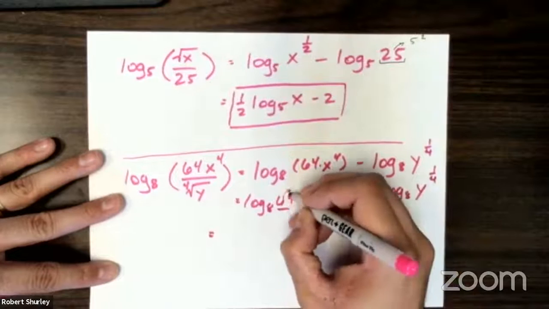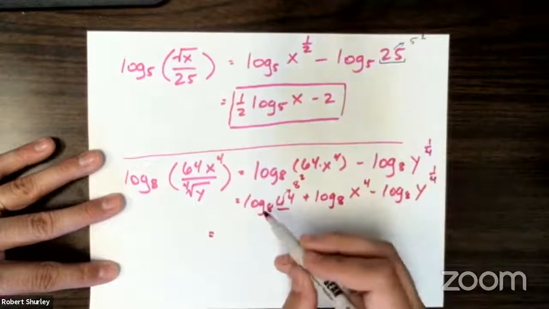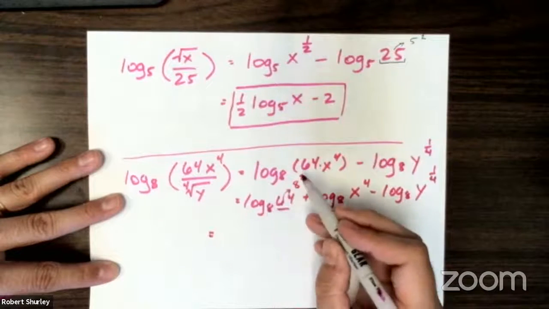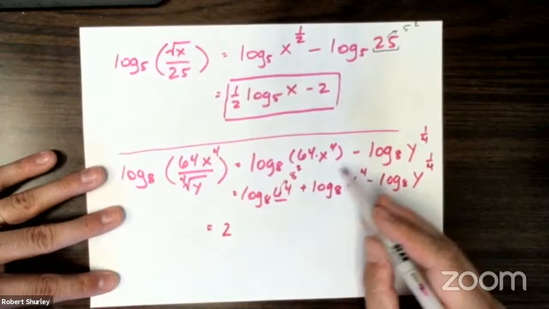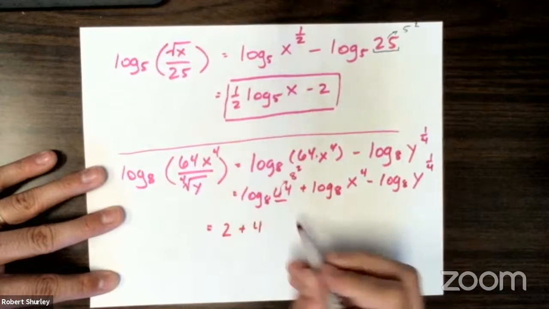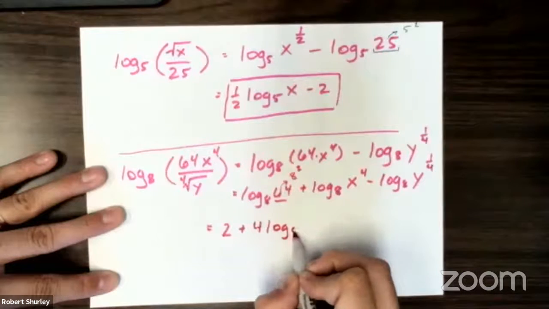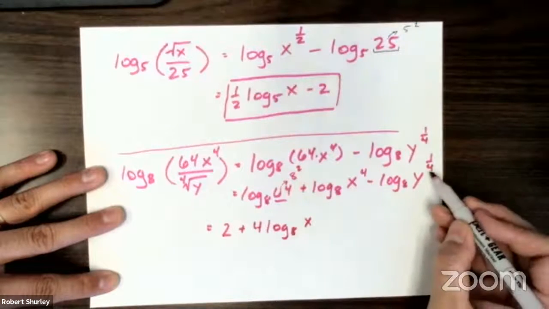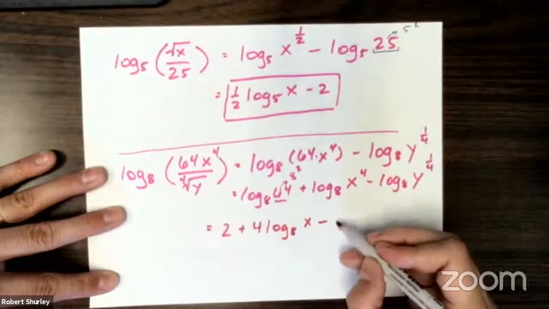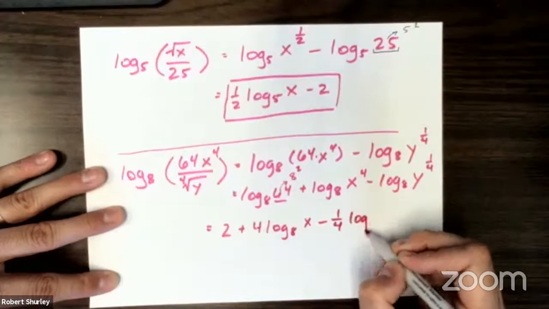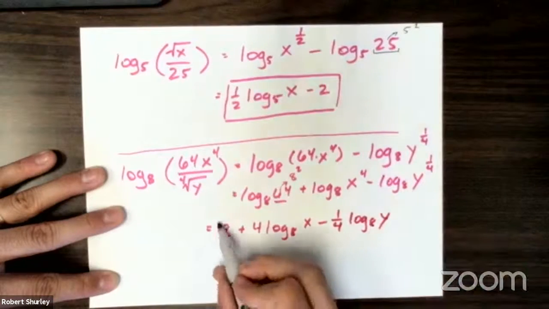Now 64 is 8 squared, right? I could write this as 8 squared. So therefore, the 8 and the 8 cancel, leaves me with the 2. The second term, the 4 can come out, so 4 log base 8 of x. And the last one, the 1/4 can come out. That's a minus because it was in the denominator. So 1/4 log base 8 of y.